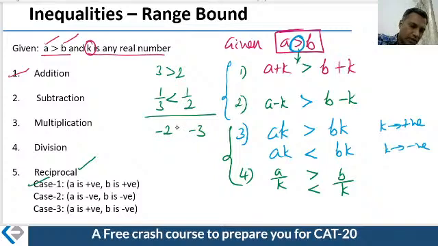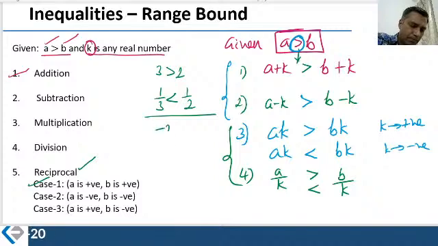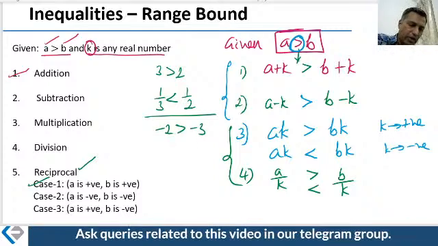Let's put it like this: 3 is greater than 2. Similarly, minus 2 is greater than minus 3. Correct, minus 2 is better than minus 3. What if I take its reciprocal, minus 1 by 2 and minus 1 by 3? Now the sign gets reversed. My point here is what?